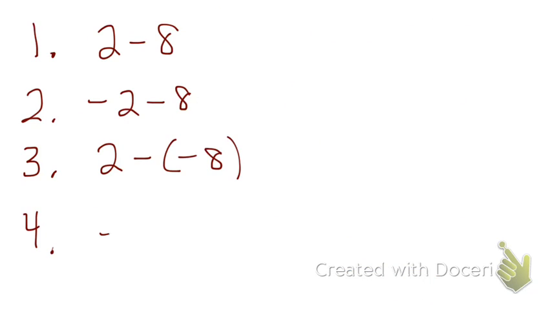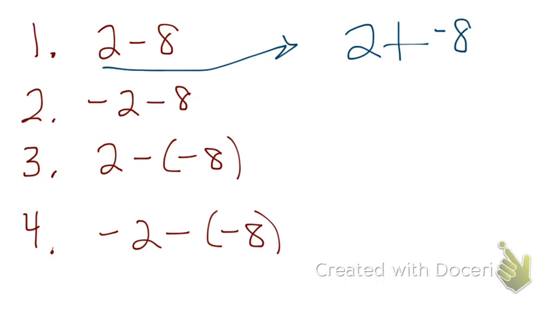Now I'm going to give you 4 problems to try. And then I would encourage you to go ahead and stop the video and then put it back on when you're ready to try it. Alright, so 2 minus 8 can be written as 2 plus -8, and you're going to get -6.